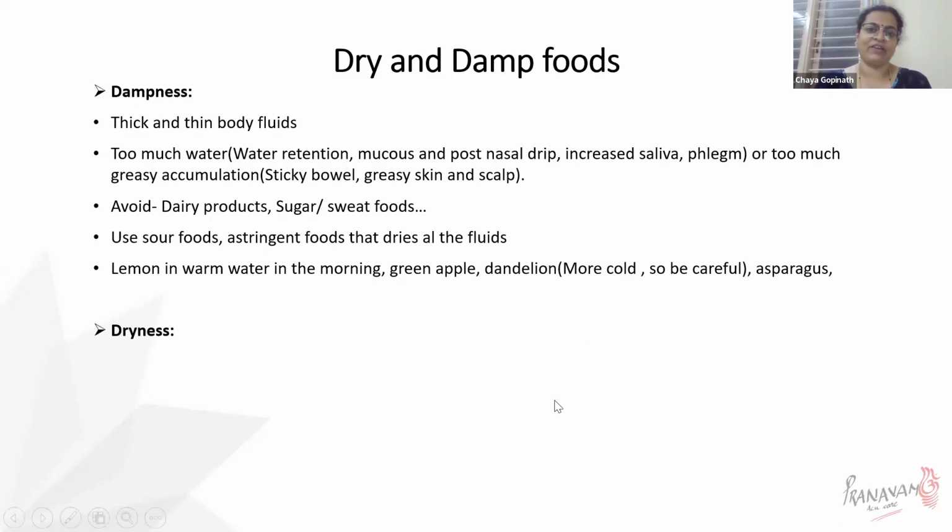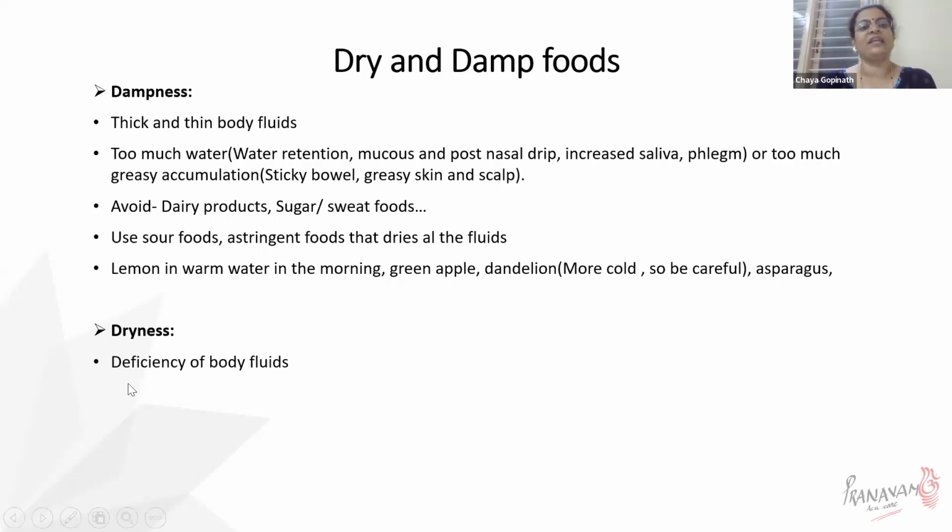So if your kids are having cold, cough and other things, don't give them green leafy vegetables. They'll produce more damp. They're coldness generating foods. So avoid green leafy vegetables, or any green colored foods.